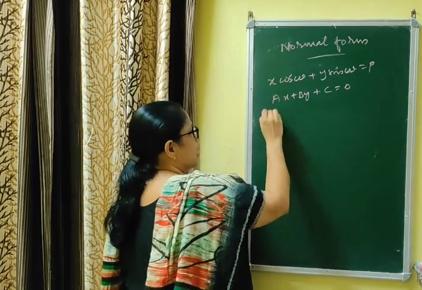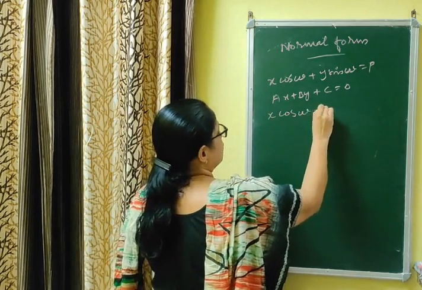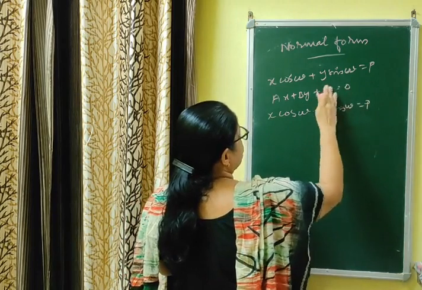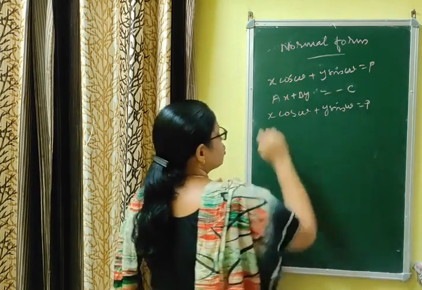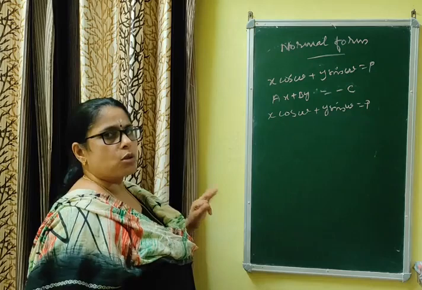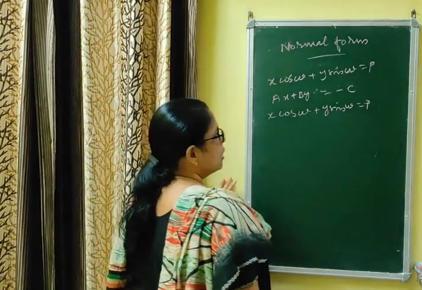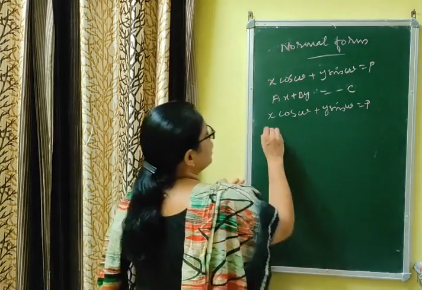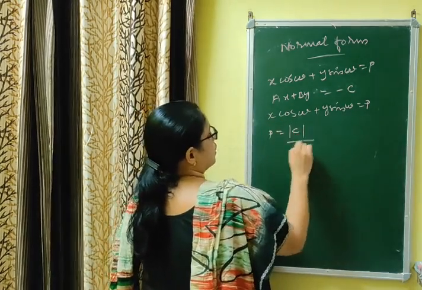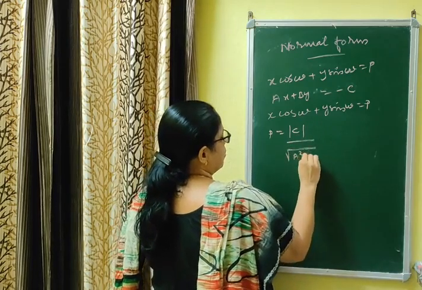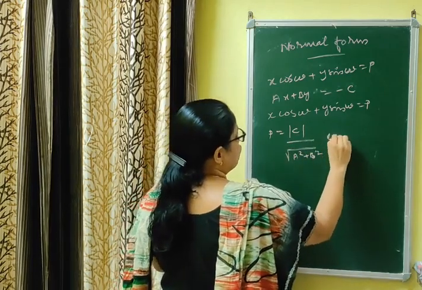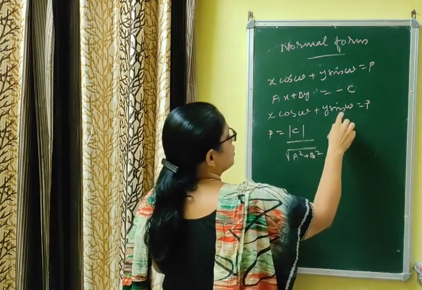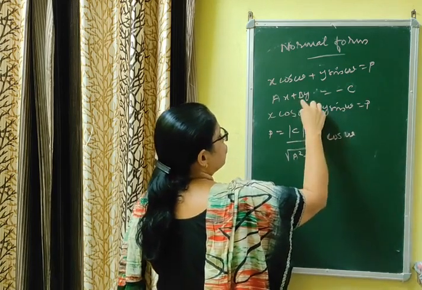We had taken the normal form x cos alpha plus y sin alpha equal to p. If we take the constant to the other side, it becomes minus c. Comparing, we have found the values of cos alpha, sin alpha and p in terms of a, b and c. I will write it directly. P is the modulus, meaning positive sign, because p is the length: p is equal to c upon root a square plus b square. We have to find cos alpha, sin alpha, as well as p in terms of a, b and c.